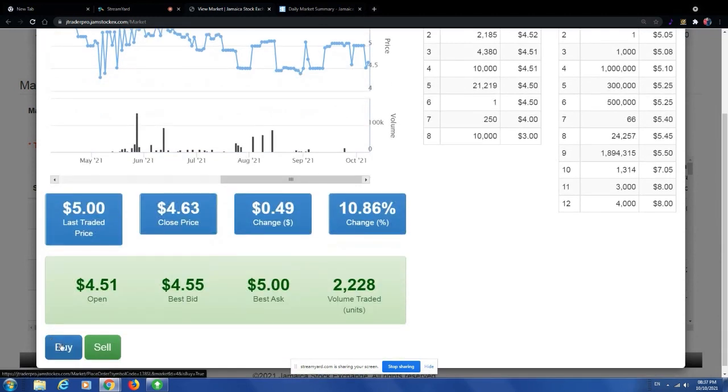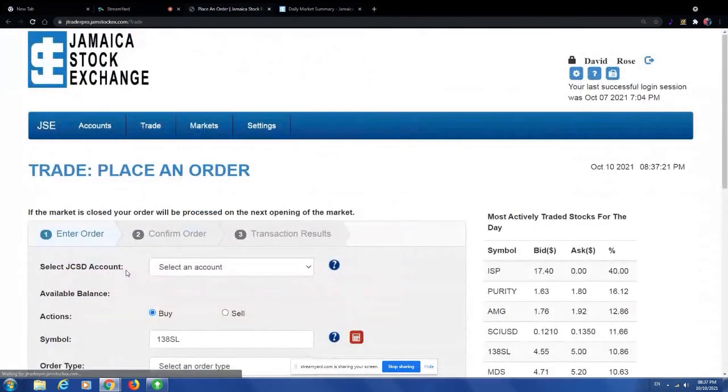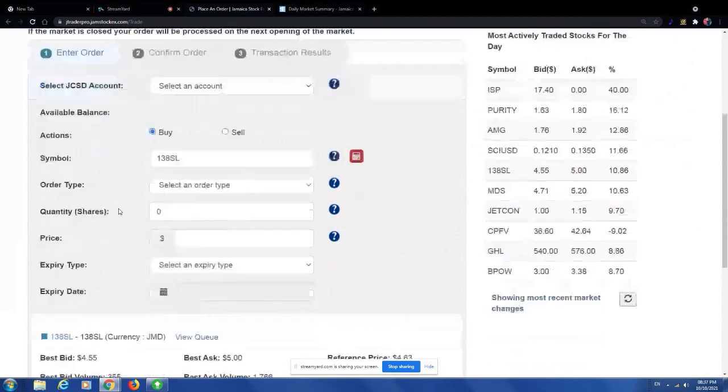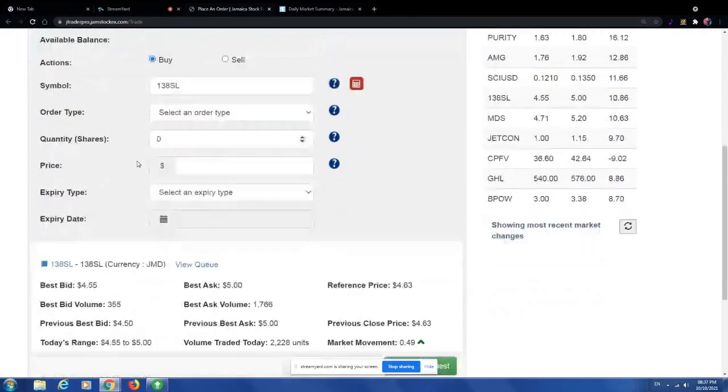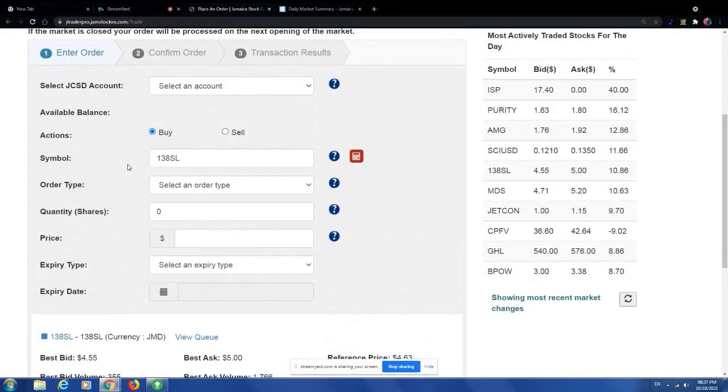If you want to buy the stock, you just press buy, or in this case, if you actually own the units, you press sell. When you do press buy, it does come up and say 138SL. As I said, I'm not sure why it doesn't tell you the company name anymore, which is very odd. And right here, this is just showing you the particular details of order type, quantity, price, and so on.